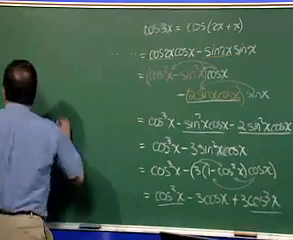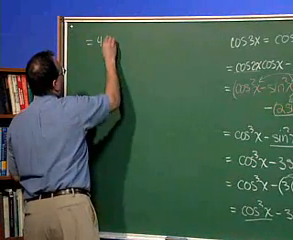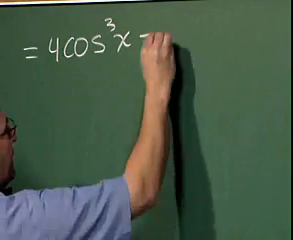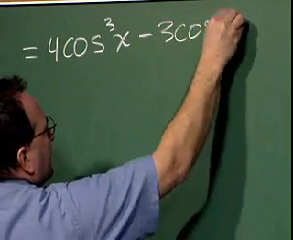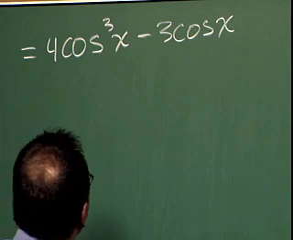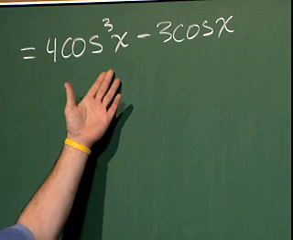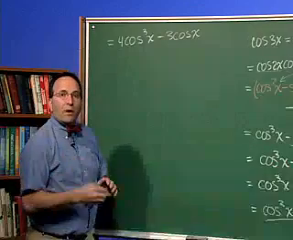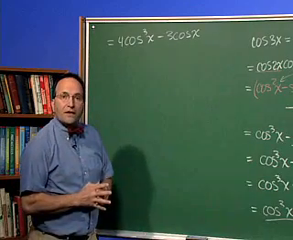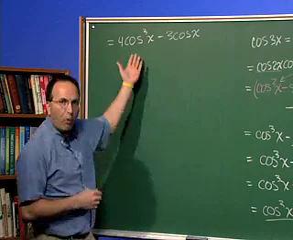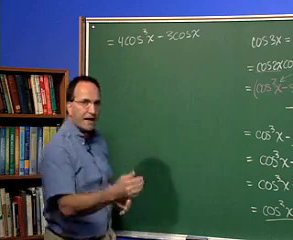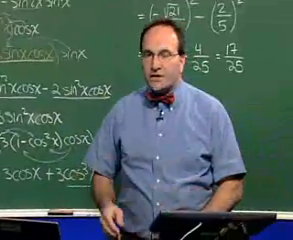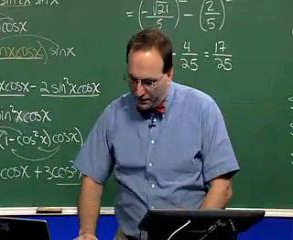So let me write that here. 4 cosine cubed x minus 3 cosine x. And now I've written it completely in terms of just cosine. Now what we want to do is verify this on the calculator, or at least support it on the calculator. So let's take a look at that. I've already plugged my equations into the calculator, so let's take a look.